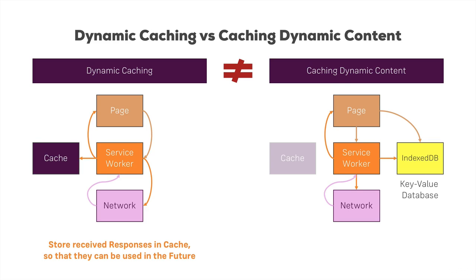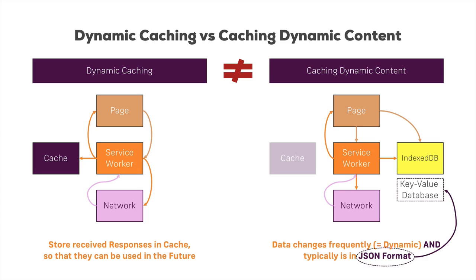So first of all, we have to recognize that we're talking about data that changes frequently and therefore is dynamic. That is what's meant with dynamic content. And it typically is in JSON format or XML format, but JSON is the most common choice nowadays. And for that, the IndexedDB just happens to be really good because it's a key value database. We can store JSON data there and we have more power over it than we have with the normal Cache API. There we can just store the response and we have to parse the response whenever we use it. It's the whole HTTP response.